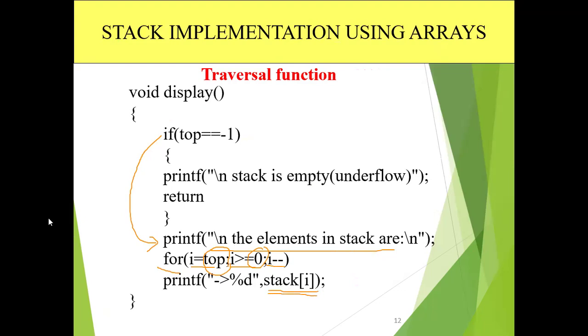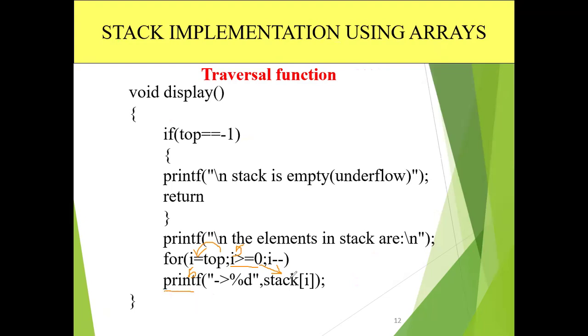Initially, first the top value is assigned to i and check whether the i value is greater than or equal to 0. For example, top value is 5. Assume that. Now, top value 5 is assigned to i. Now, the i value is 5. When i is 5, then check the condition whether 5 is greater than or equal to 0 or not. If this becomes true, it simply displays stack[i], stack[5]. Whatever value is stored at stack[5], that value will be displayed by using the printf statement.